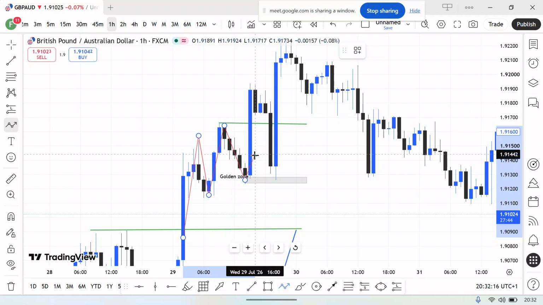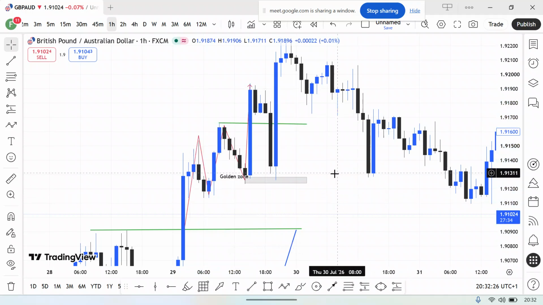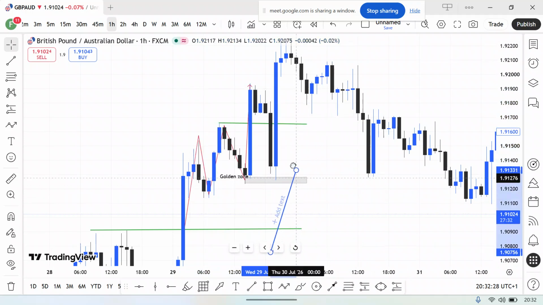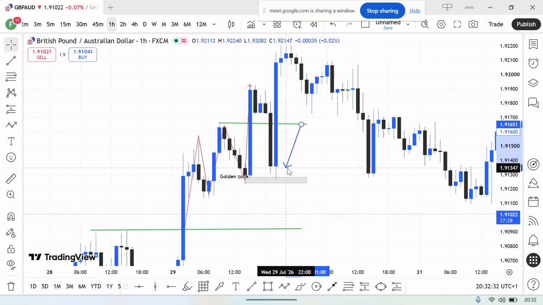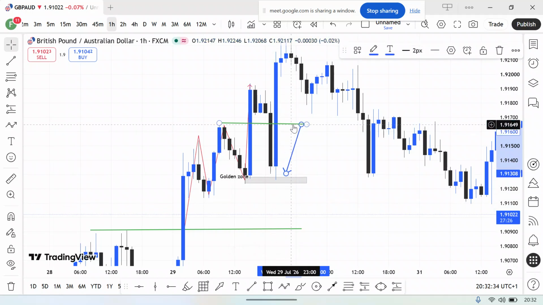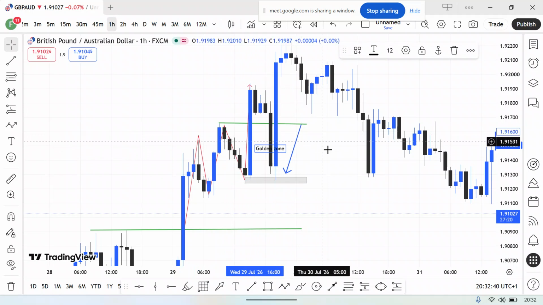If you understand what you are doing, you will never face a challenge because you'll be able to catch this kind of moves. So now we have spotted a break of structure. What are we waiting for? We are waiting for price to pull back into our golden zone. And what is our golden zone? It's anywhere between this green line and this hash box, okay, anywhere between this green line and this hash box.